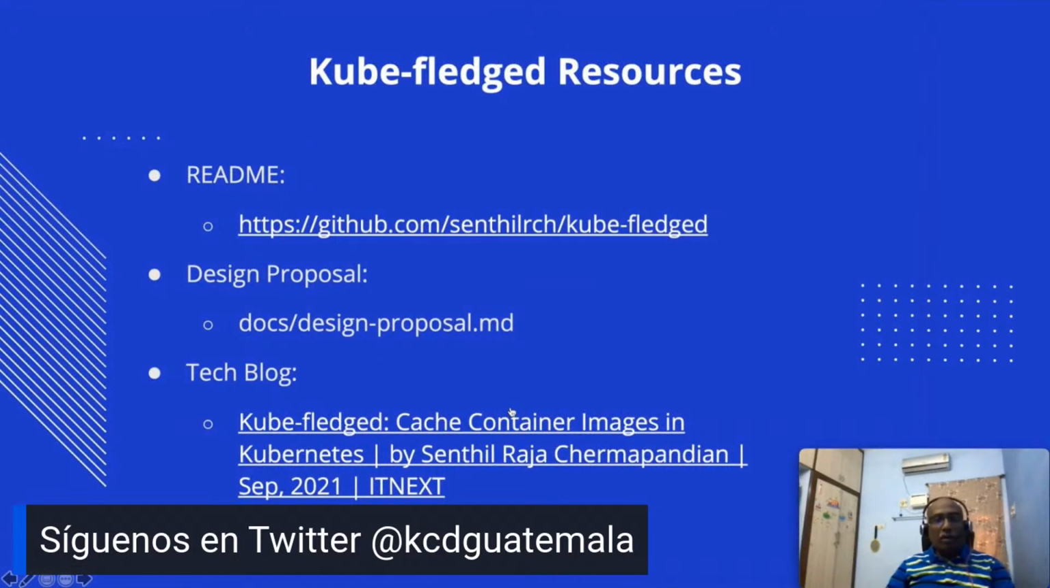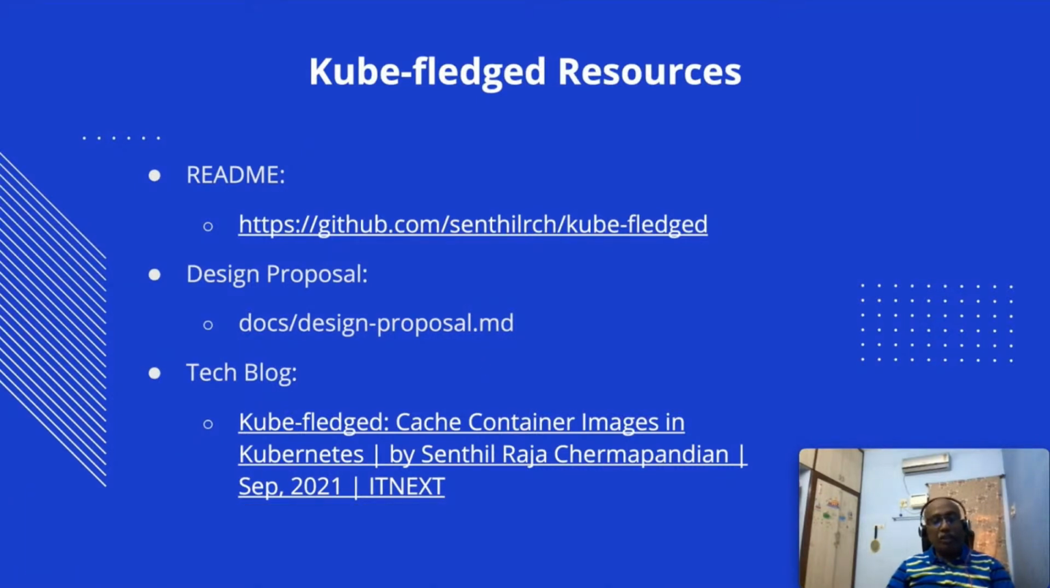And if you want to get more details on the background of this idea and what were the initial thoughts and what was the initial design proposal, you can take a look at the design proposal document. And very recently, sorry, I shouldn't say very recently, it was almost 2 months back, I wrote a tech blog describing in detail about image caching and what are the use cases for image caching and how kube-fledged helps in building an image caching solution. So you can find it on Medium. So this is the link for the blog.